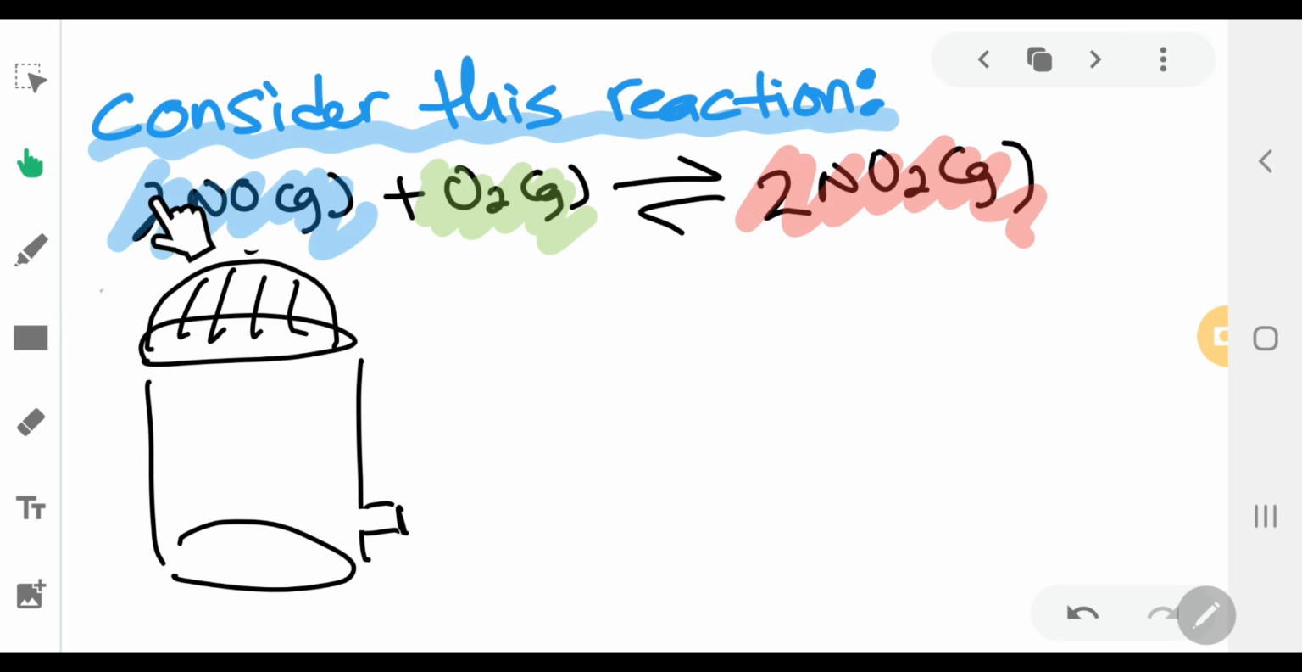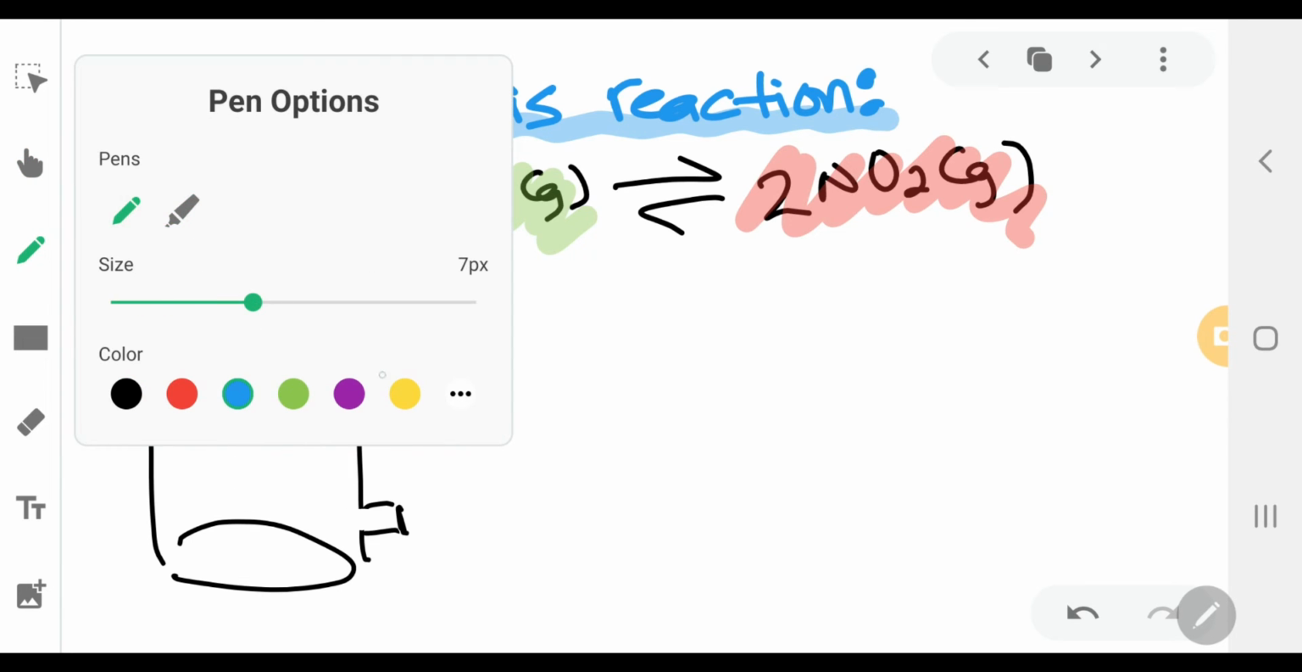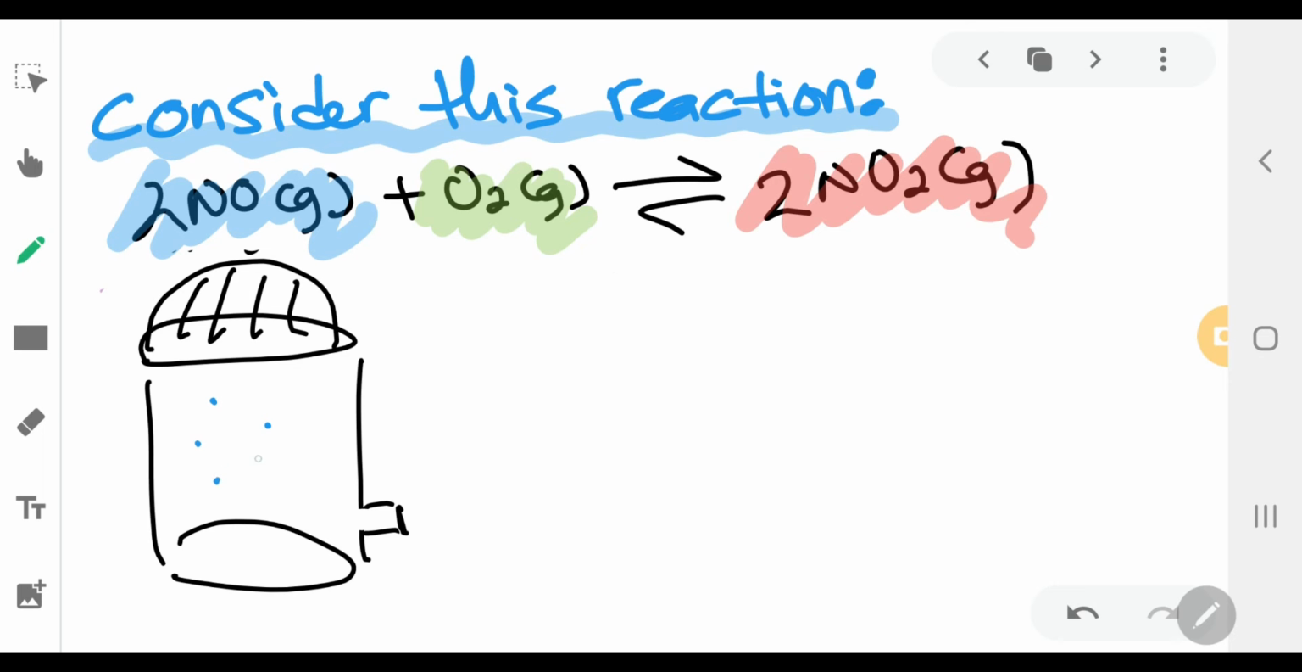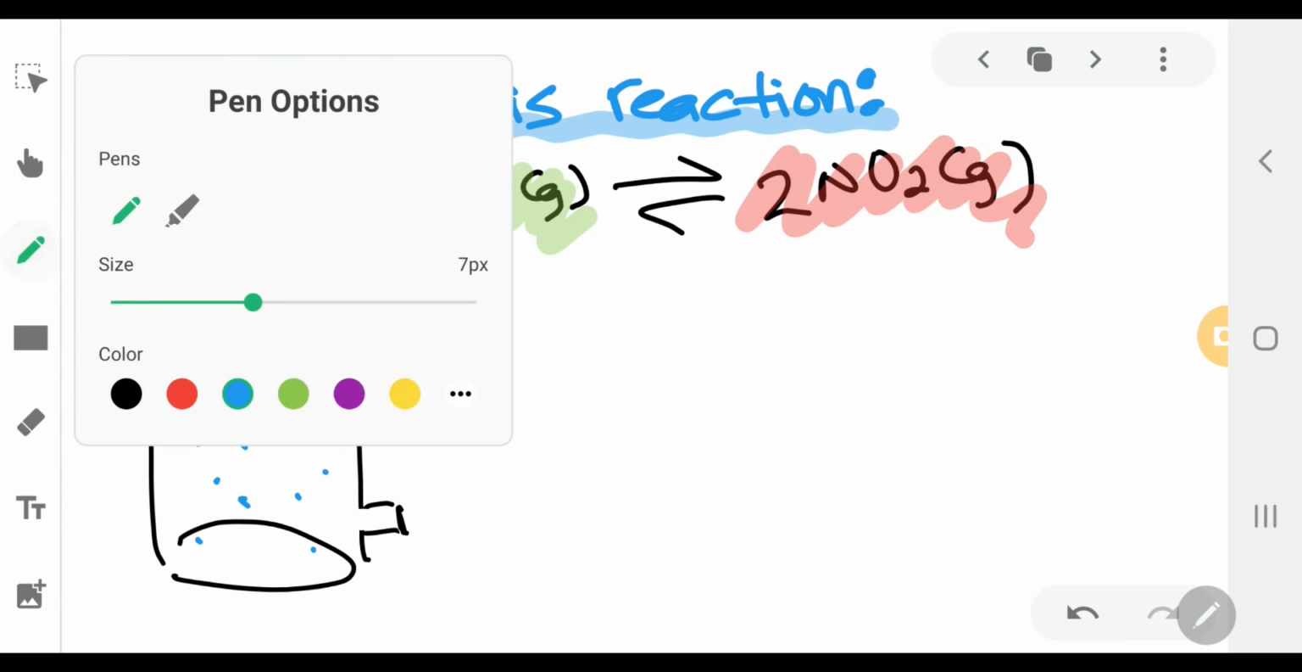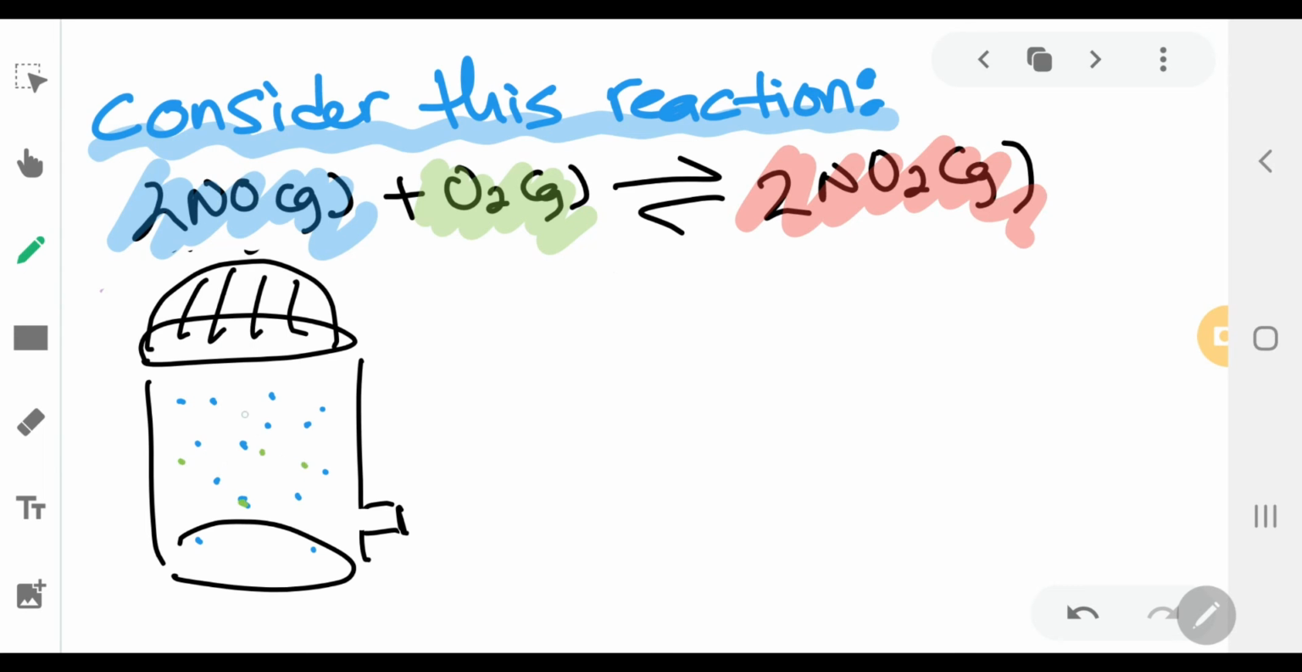To imagine the situation when we want to add inert gas into the system, we have to think of this equilibrium system existing in a closed vessel like what we have here. At this point, when we have achieved equilibrium, we have NO gas, represented by the blue color. We also have the oxygen gas inside the closed system. Since we have achieved equilibrium, we have produced a product right here. We also have the NO2 gas existing at equilibrium.